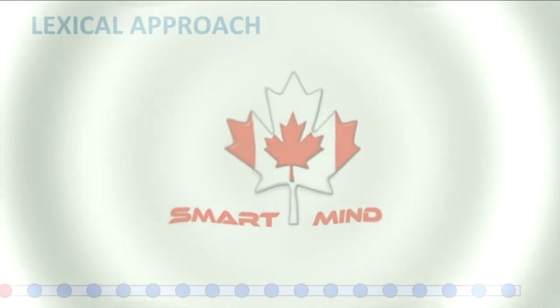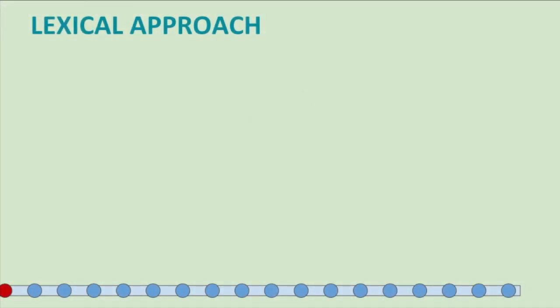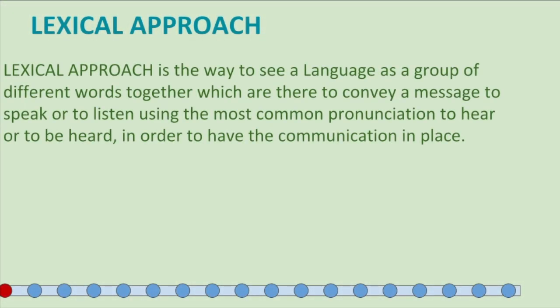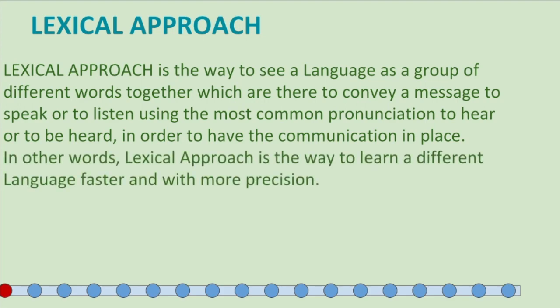As a start, we have to learn the lexical approach. The lexical approach is a way to see the language as a group of different words together, which are there to convey the message, to speak or to listen, using the most common pronunciation to hear or to be heard in order to have the communication in place. In other words, the lexical approach is a way to learn a different language faster and with more precision.